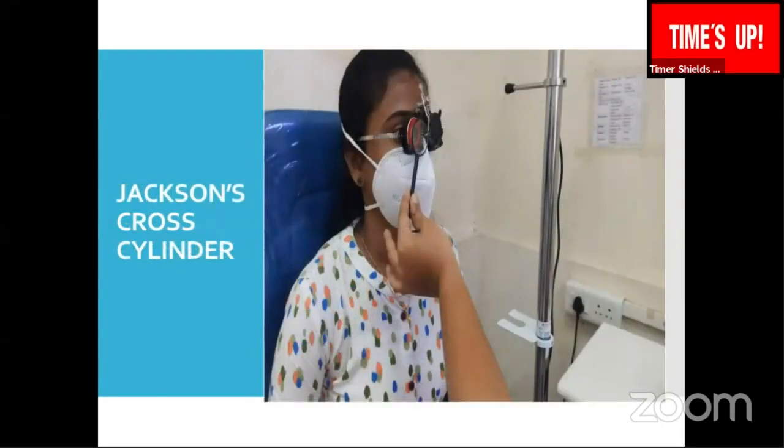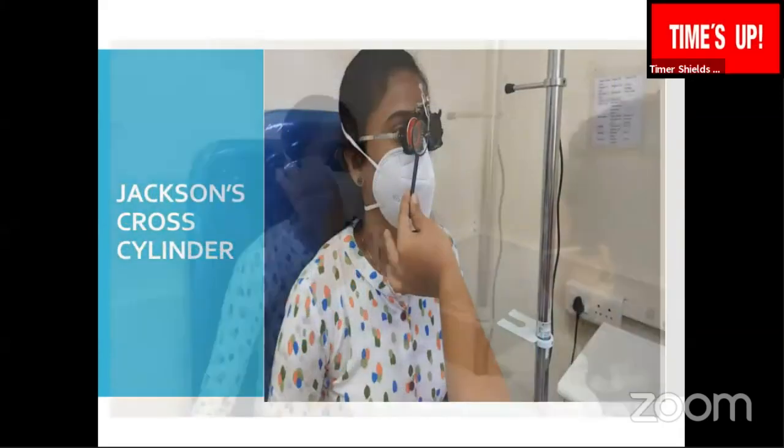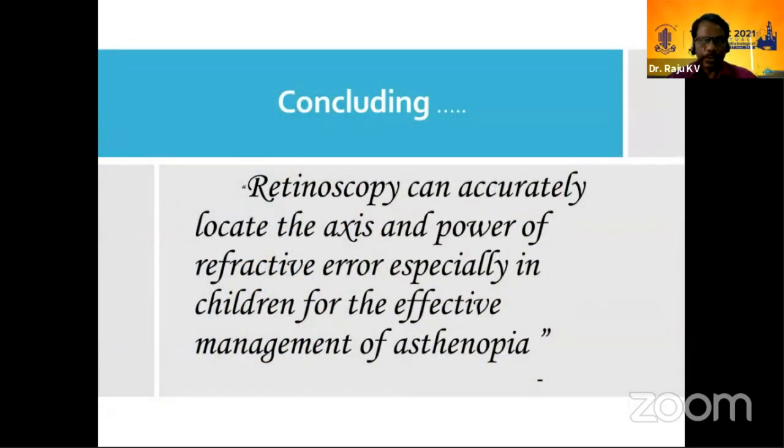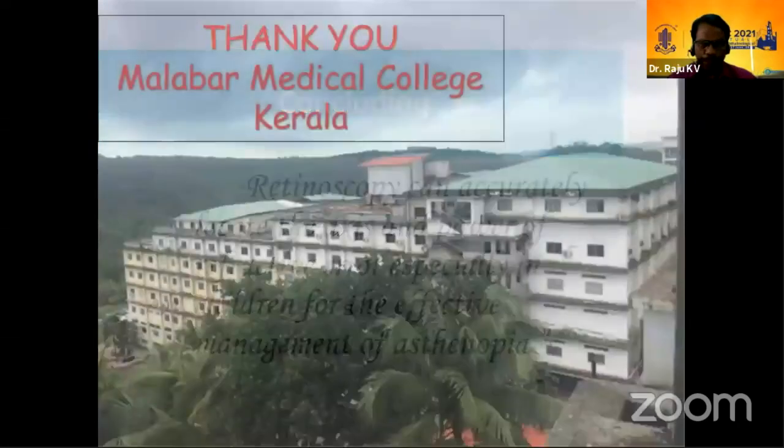And we have to use the cross lens also, the Jackson cross lens. And retinoscopy can accurately locate the axis and power of the refractive error, especially in children, for effective management of asthenopia. Thank you.